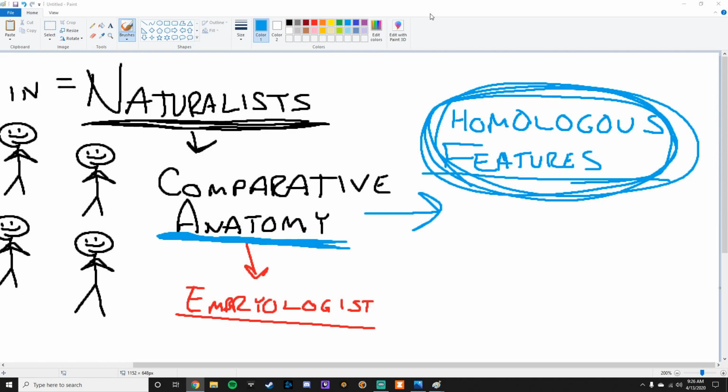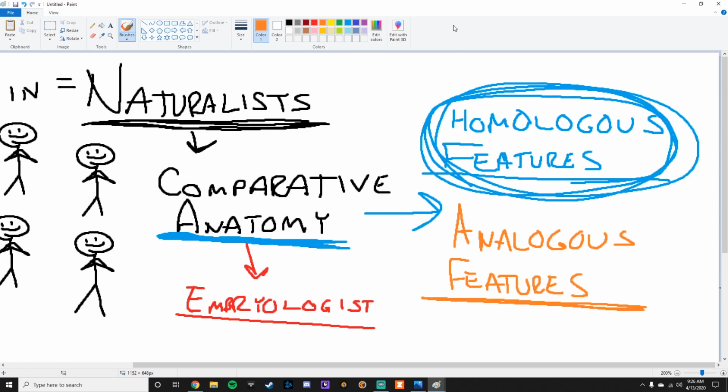Okay. So I hope that kind of clears up some things with homologous features. The next thing that you have, it's a lot more rare. It's called analogous features. So homologous features are features that are shared by organisms of kind of the same family. But analogous features are features that are shared by distant relatives.